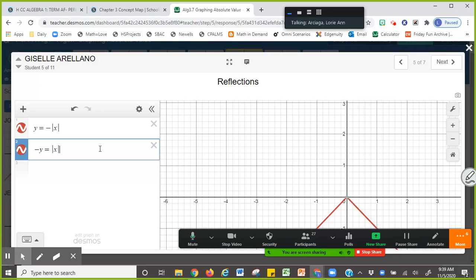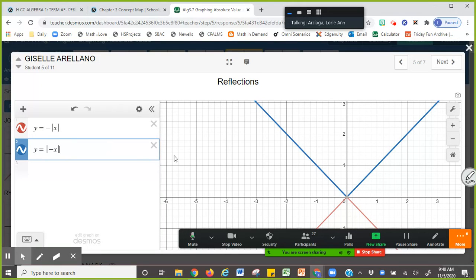Okay, so let me delete this one. When you reflect it across the x-axis, you have to put a negative outside the absolute value bar. Now, what will happen if you put the negative inside? y equals absolute value of negative x. What's going to happen?